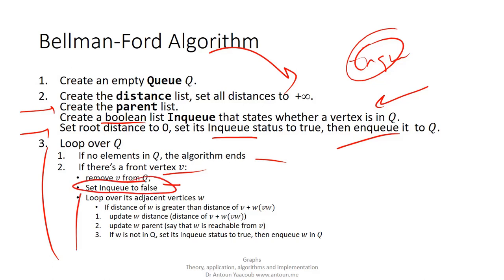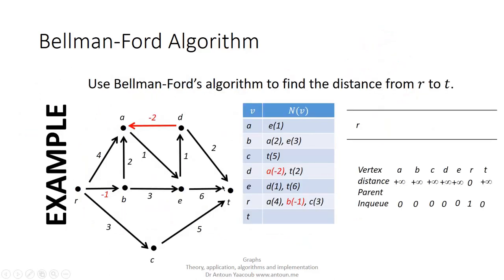I will loop over its adjacent vertices. If the distance of W is greater, as we'll see in a while, we will update the distance, we will update the parent, and if the adjacent vertex W is not in the queue, I will enqueue it. So let's do that in the following example.